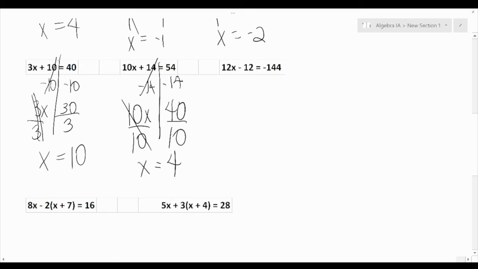Now this one's going to be a little different. We got to check it. We got to make sure we check our signs while we're working. 12x minus 12 equals negative 144. We got a minus 12. Opposite of subtract 12 is plus 12. So plus 12 on both sides.